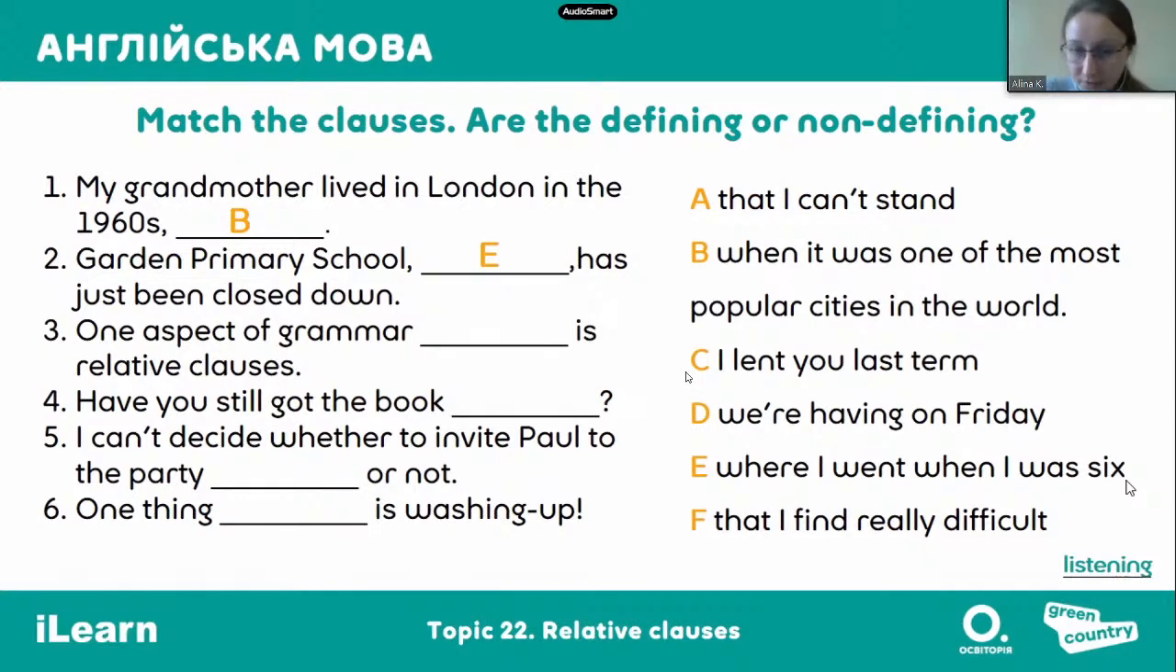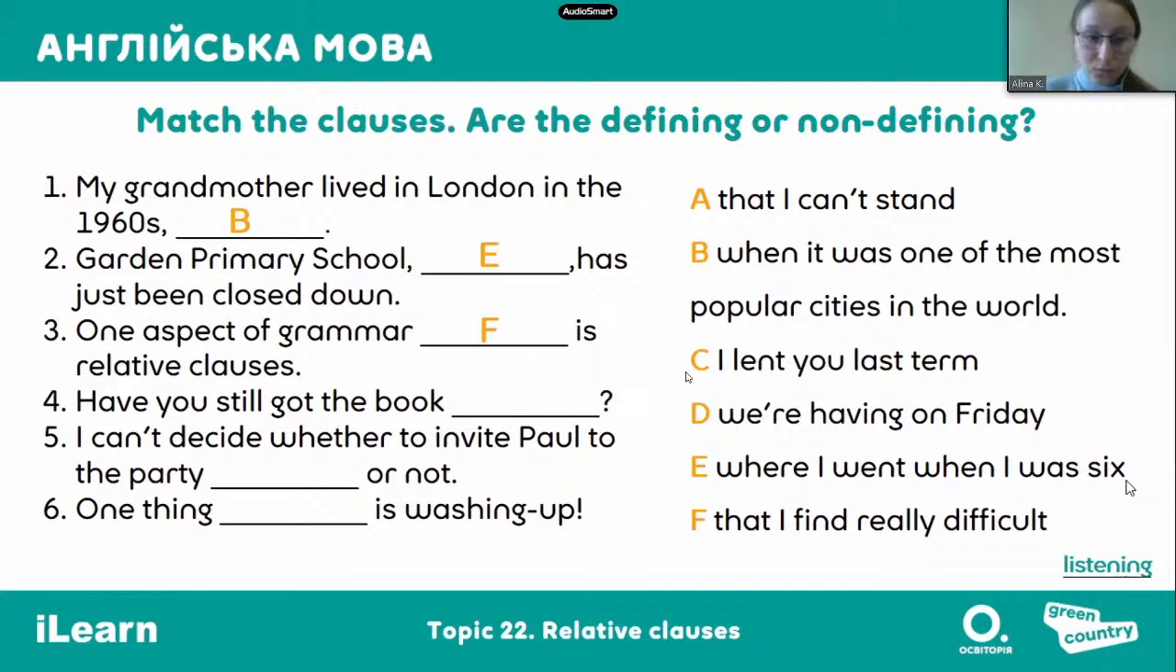Okay, number 3. One aspect of grammar, and I see the correct answer is F, that I find really difficult is relative clauses. What else can we use instead of that in this example? Що замість that в третьому можемо поставити після grammar? We say that I find really difficult, or any guesses? Which? That's right.